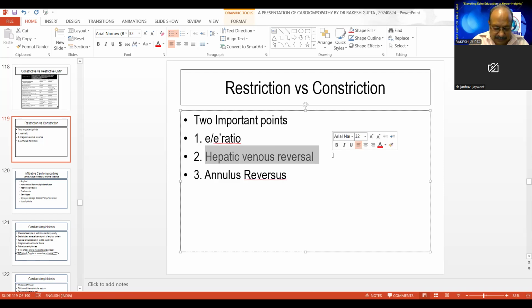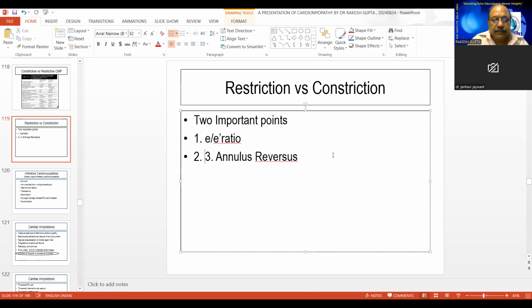The second important one is annulus reversus. What is annulus reversus? No idea, sir. Normal lateral annulus is more than septal annulus. Remember, in normal condition, septal annulus is smaller than lateral annulus. In constriction, septal annulus would be bigger than lateral annulus.